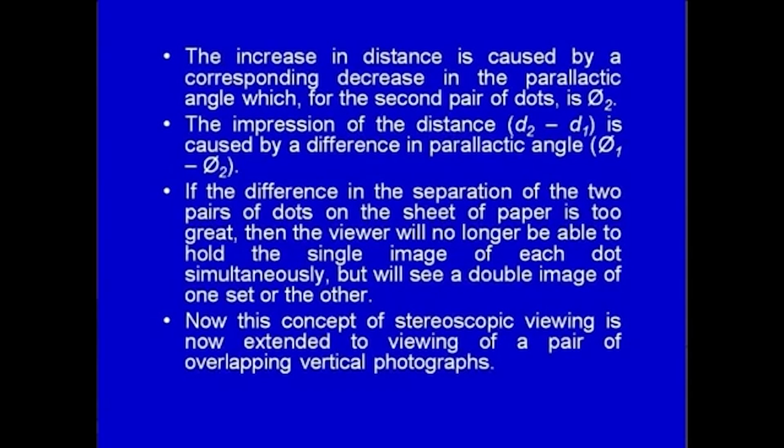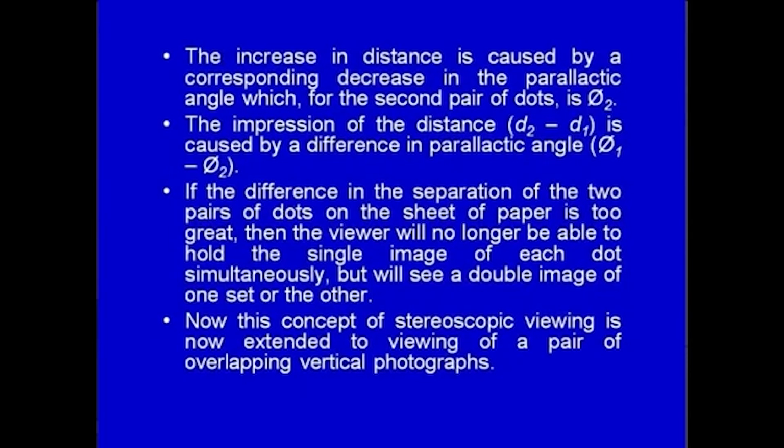The increase in distance is caused by a corresponding increase in the parallactic angles, which for the second pair of dots is phi 2. The impression of the distance d2 minus d1 is caused by a difference in the parallactic angle, that is phi 1 minus phi 2.